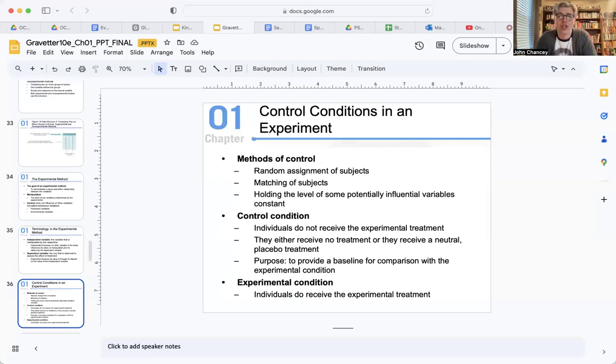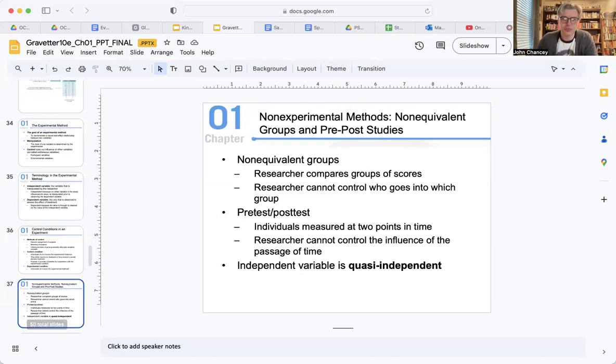Our control condition, they do not receive the experimental treatment. They either receive maybe a neutral placebo treatment or just nothing at all. And this is what we use for baseline comparison. And then the experimental group obviously is the one who does receive the treatment, the experimental intervention that we're interested in.